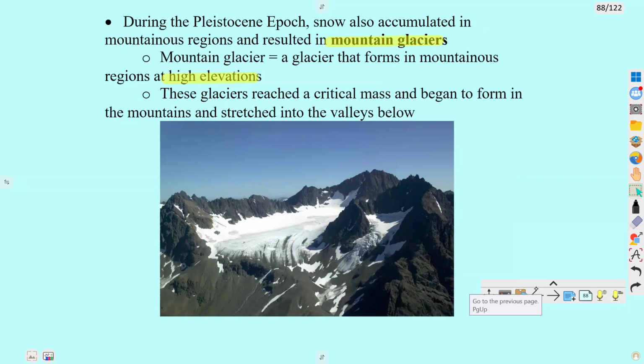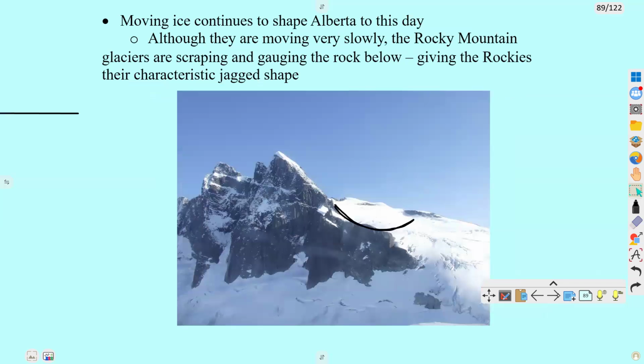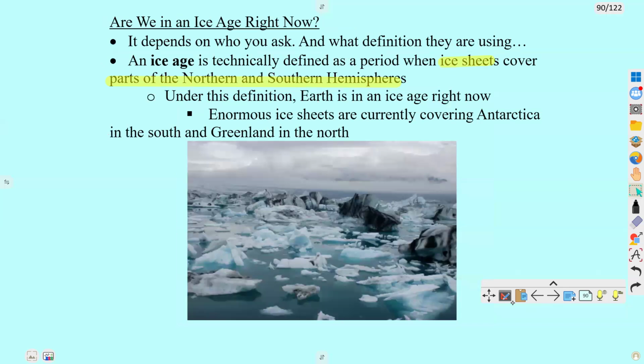Now, during the Pleistocene epoch, snow accumulated in the mountainous regions, resulting in mountain glaciers, which are glaciers that form in mountainous regions at high elevations. These glaciers reached a critical mass and began to form in the mountains and stretch into the valleys below. The ice moved and still shapes Alberta to this day, although again, this is happening at a slow rate. The Rocky Mountain glaciers are still scraping and gouging at the rock below, and this is what gives our Rocky Mountains their customary jagged shape and appearance.